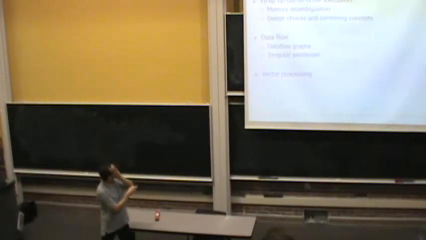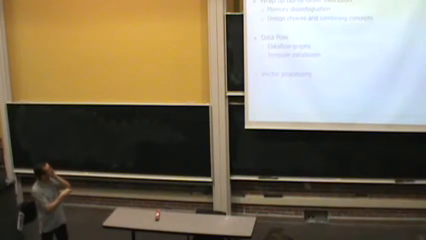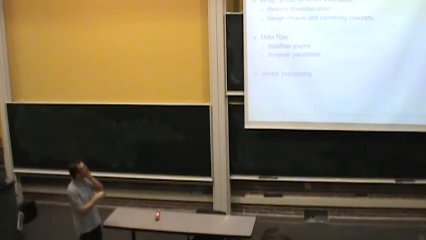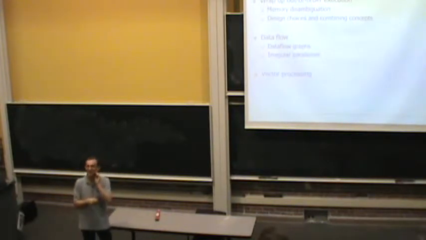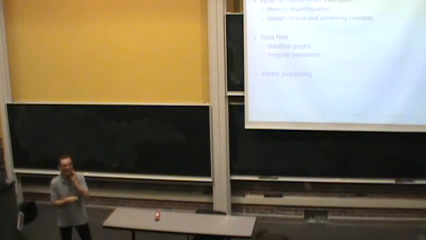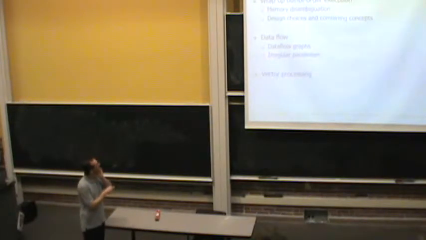Okay, last time we wrapped up out-of-order execution. We covered memory disambiguation in some depth. And we also talked about different design choices and combining concepts. So please go over the lecture, understand what memory disambiguation is. If this term is totally unfamiliar, maybe you were sleeping in the lecture, or you forgot what it is, but you should know what it is.